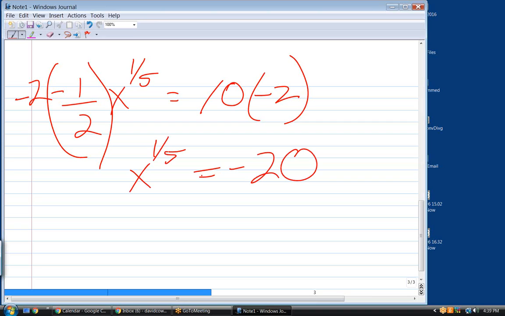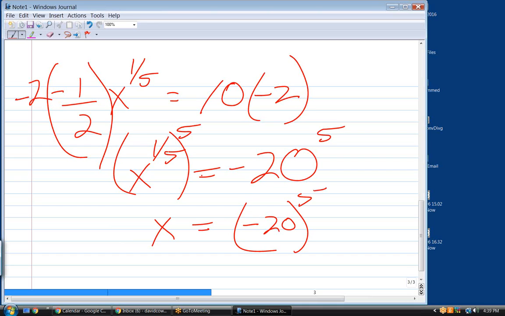What now? So then you multiply the exponent by the reciprocal. Yeah, that's called exponentiation. In other words, I'm going to exponentiate the left to the power of 5. Same on the right. That gives me x on the left, and it gives me -20 to the 5th power on the right. Is that a positive or a negative number? Negative number. Correct. And I don't know that she wants the exact number here.